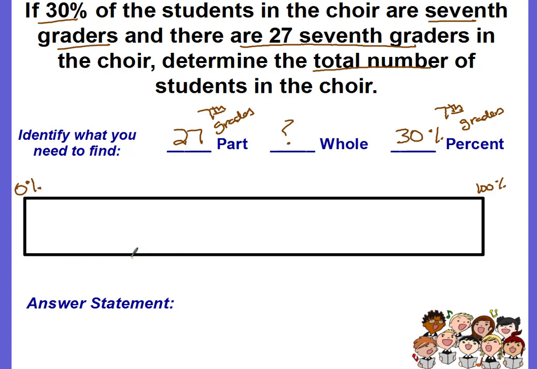And what is it that we're talking about here? We're talking about students in the choir. So we're going to go from 0 students in the choir to the unknown number of students. That's what we're looking for.